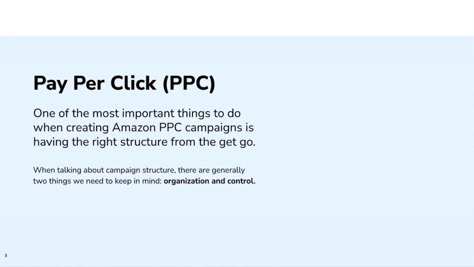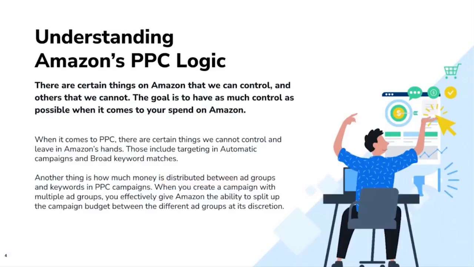One of the ways to optimize these and be effective in rolling forward is setting them up so that you get the best organization and control. That simply means that you understand the logic behind Amazon PPC, where obviously you're going to be spending money on different clicks for different campaigns. So the goal is to really have as much control as possible when it comes to that spend.